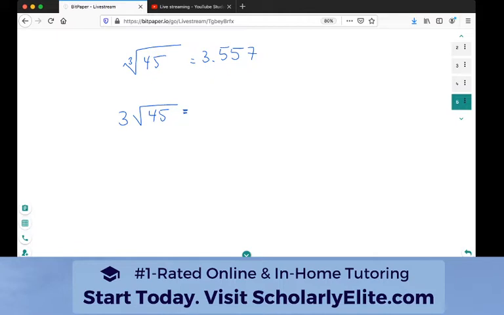Okay, so 3 times the root of 45 is really just 3 times 3.557. And there is a different way to do this that we learned in grade 10. It's a little bit crazier or harder, but it involves a full lesson. So if you want Karen to come back for the grade 10 lesson, we can definitely do that as well. Hopefully this answered your question there.